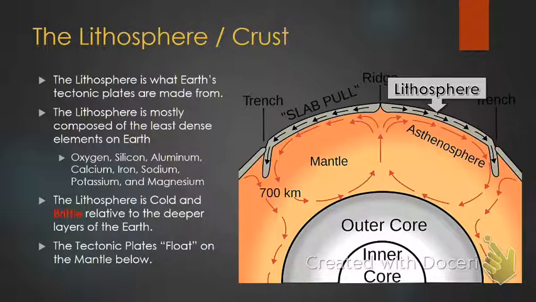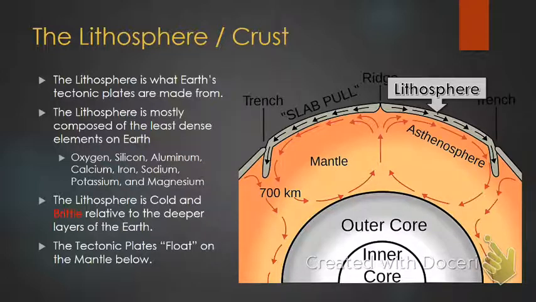The lithosphere. The lithosphere is what Earth's tectonic plates are made of, so sometimes you'll hear them referred to as lithospheric plates. And the lithosphere is mostly composed of the least dense elements. Now, we have some heavy elements, but not nearly as much as there would be in the core. So the most abundant is oxygen, then next comes silicon, aluminum, calcium, iron, sodium, potassium, and magnesium. So silicon and oxygen make up the most of the crust.